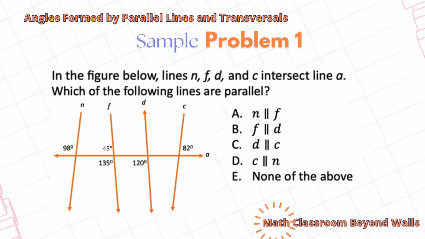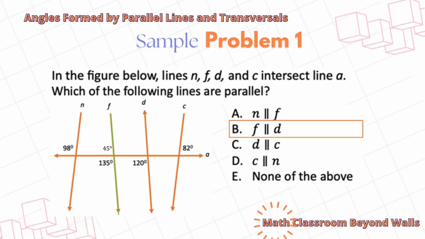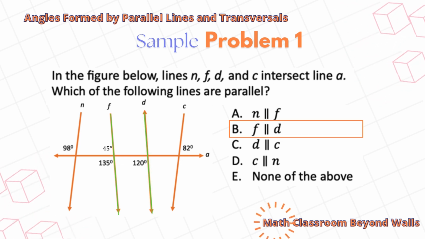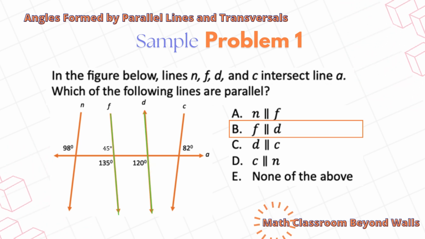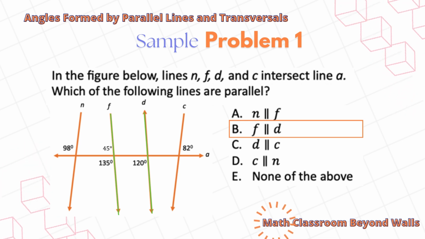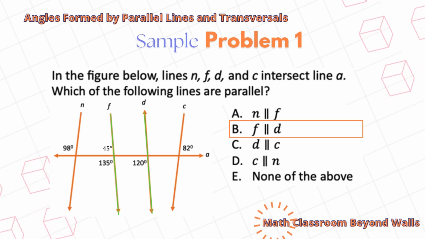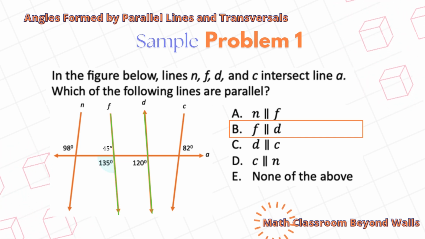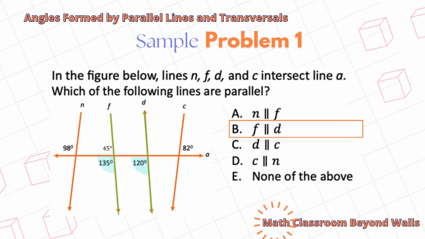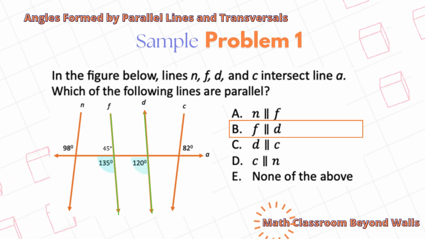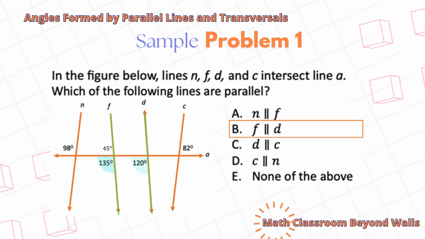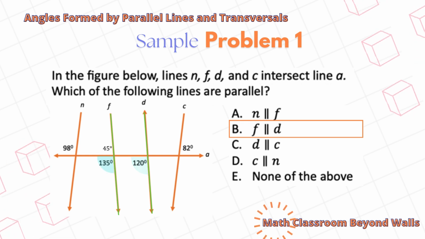Okay, let us look at option B. Line F is parallel to line D. On line F and line D, we have here corresponding angles. The one with a measure of 135 degrees and the other one with a measure of 120 degrees. What can you say about the measure of the corresponding angles here? Right, they are not equal.